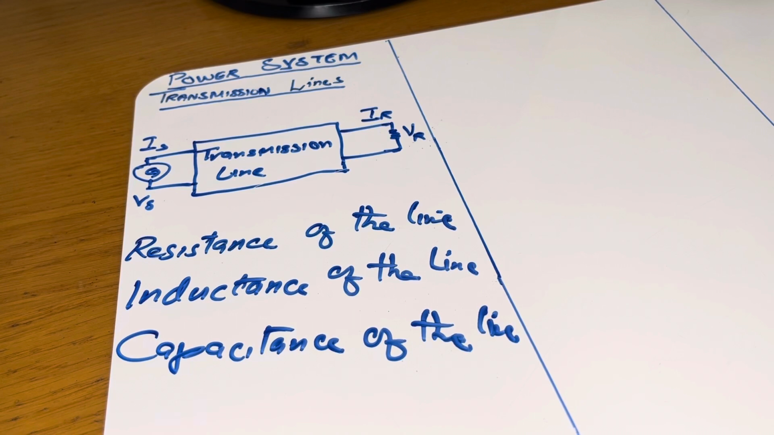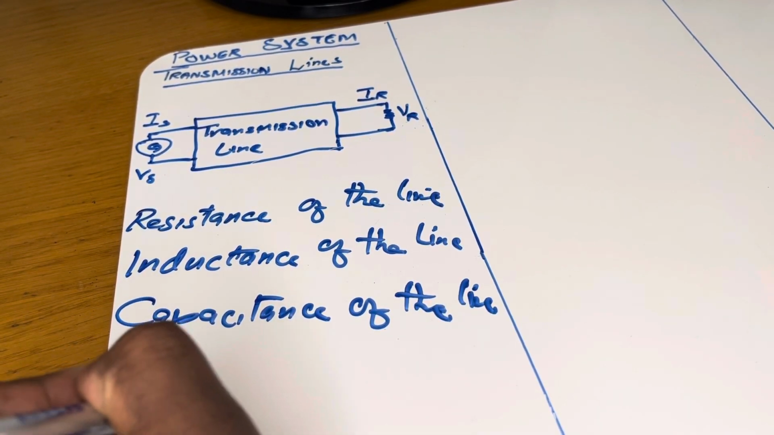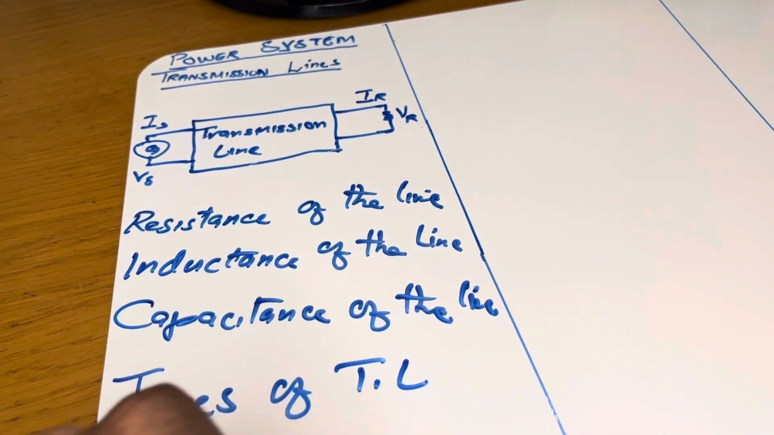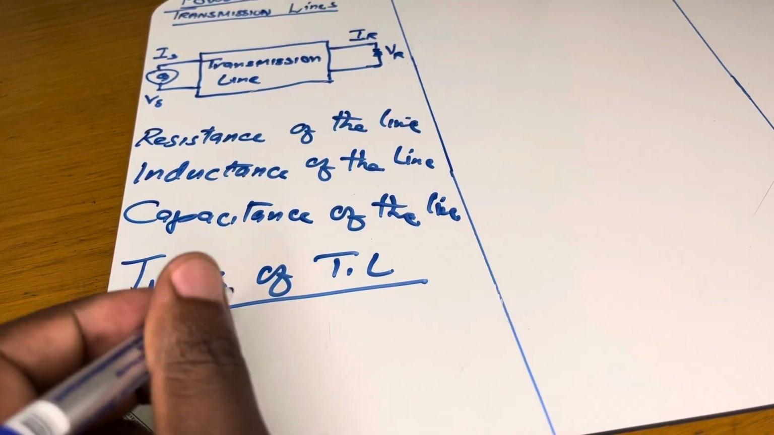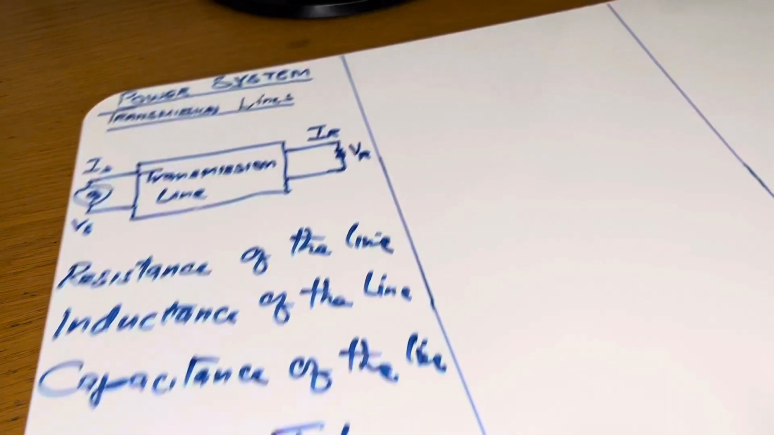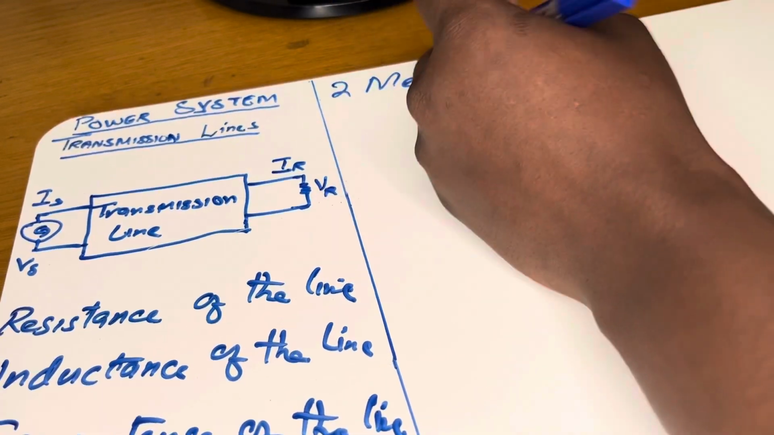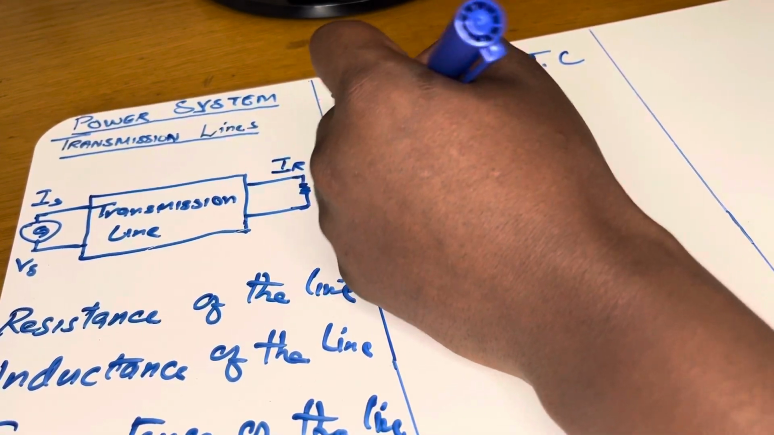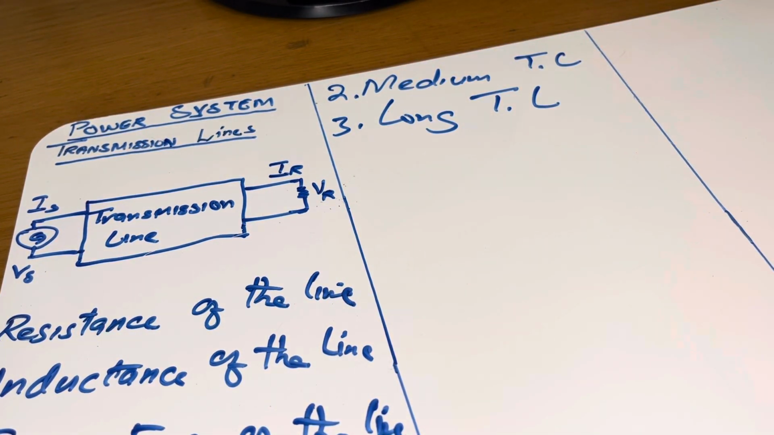So a transmission line has different types. It has a short transmission line, I'm just going to write TL for transmission line. One is short transmission line. 2, medium transmission line. 3, long transmission line. So all these types of transmission lines are determined and differentiated by the length that they have between one point to the other.